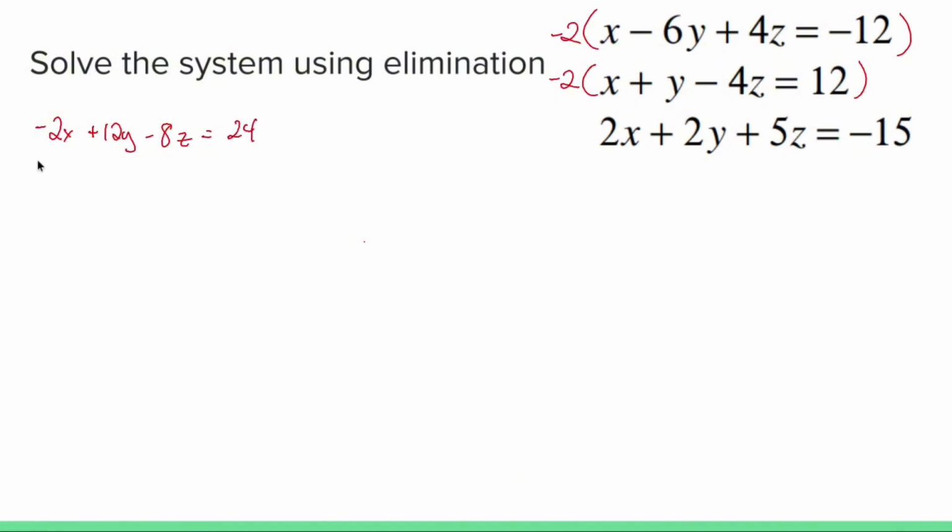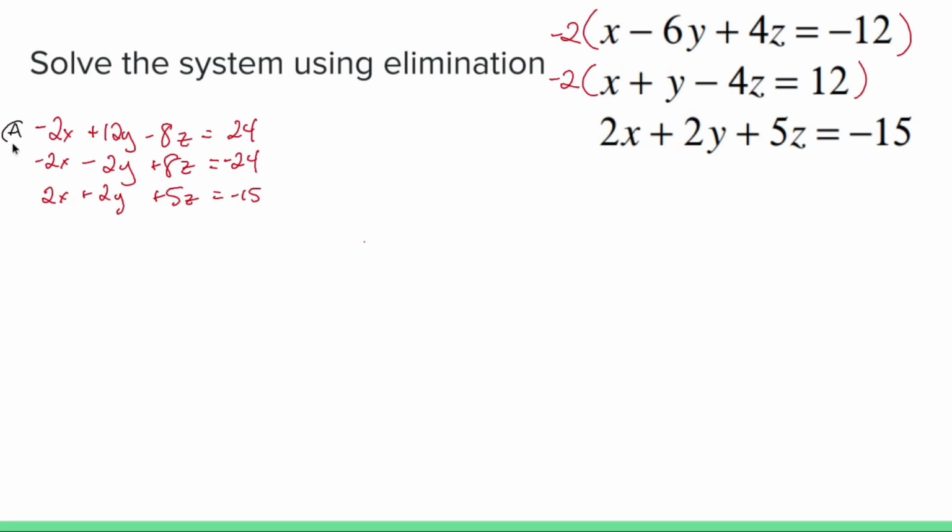Then that middle row is going to become negative 2x minus 2y plus 8z. Ooh, how nice. Equals, no way, negative 24. Nice again. And the bottom row is going to be 2x plus 2y, ooh, plus 5z. Nothing changes. That's going to equal negative 15.